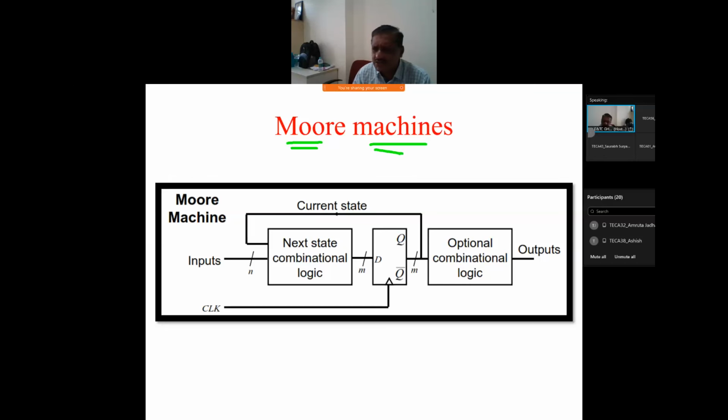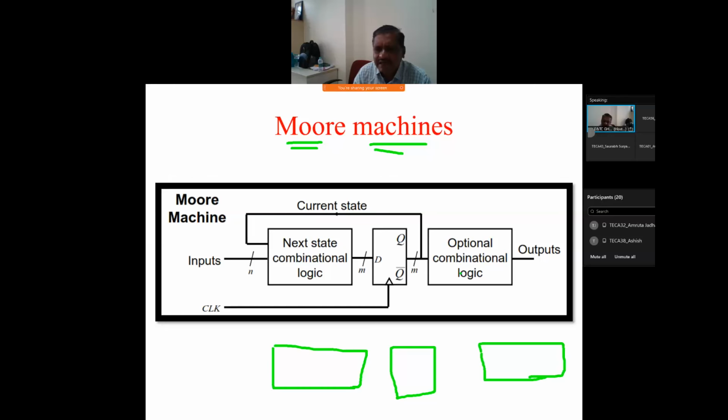Just look carefully, and if anyone has any doubt, please interrupt me. I will discuss both concepts. The generalized model of a sequential circuit is something like this. We have the combinational circuit, we have the memory element, and we have another combinational circuit. Sometimes this combinational circuit may be there, may not be there. This is optional. Generally, we apply the inputs here and take the outputs from here. This is the memory element. The output of the memory element is known as the present state of the machine, and the input to the memory element is known as the next state of the machine.